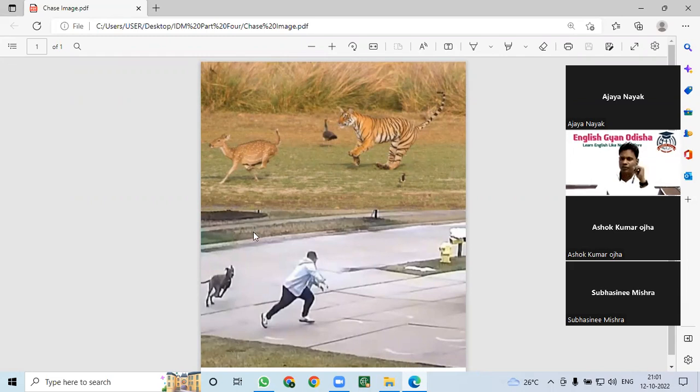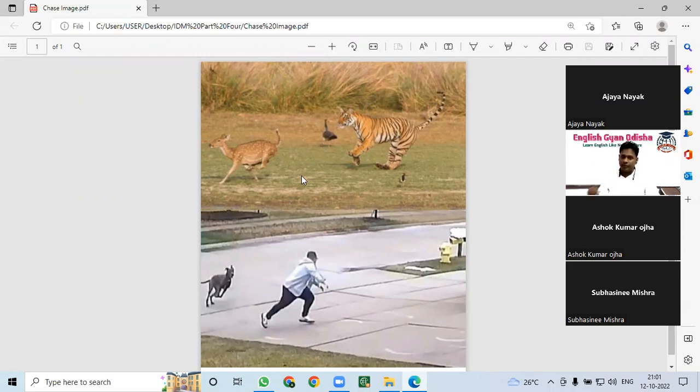Absolutely, that's the word. What do you mean by chase? There's a difference between chase and follow. Follow means it's just like going along in a friendly way. But whenever you say chase, that means with the intention to catch somebody. The tiger is chasing the deer.